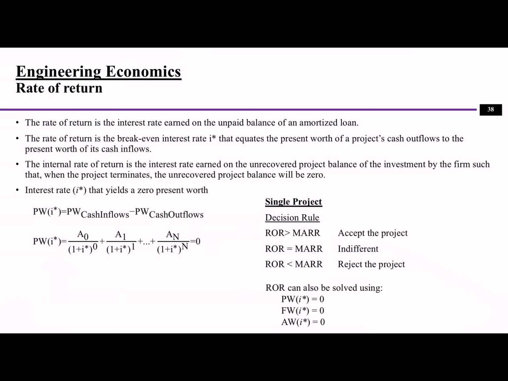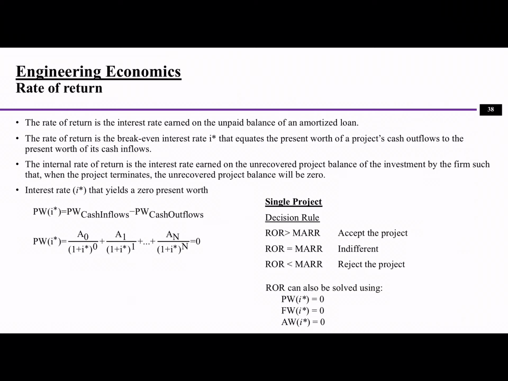All right. So the next decision criterion is the rate of return. The rate of return is the interest rate earned on the unpaid balance of a loan, right? It's also the break-even interest rate that equates the present worth of the project's cash outflows to the present worth of its cash inflows. If they are equal to each other, we want to find out what that interest rate is. That rate is the rate of return.